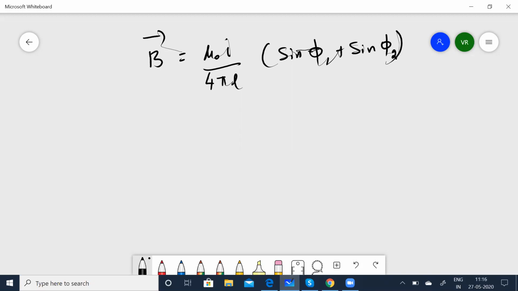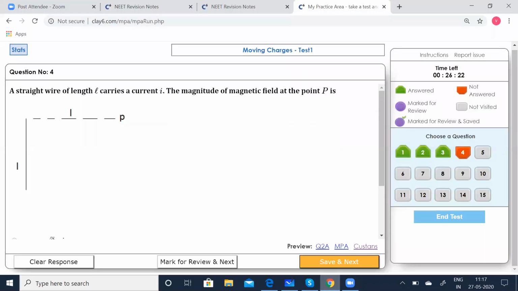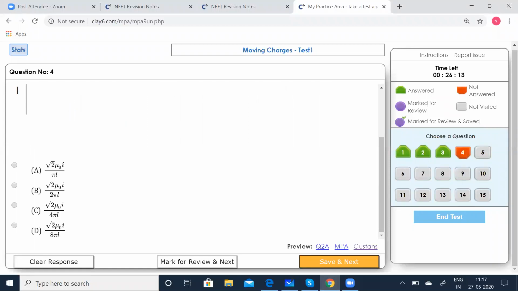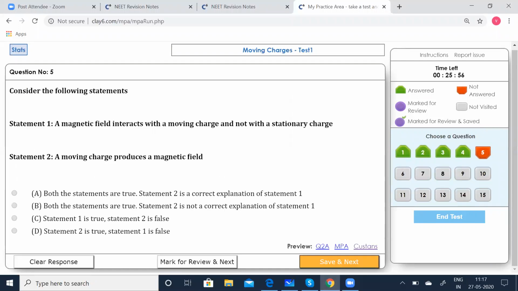Now we can see that phi 1 is 0 and phi 2 is 45 degrees. So it is now going to be the resultant of these two, so it is going to be 45 degrees. Which option can be correct? Option D can be correct, because you know sine 45 is 1 by root 2. Just substitute in the formula and you can see this is now going to be root 2 mu 0 I by 8 pi L. Save that. Go to the next.